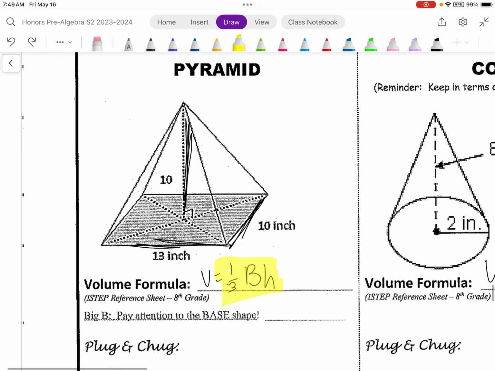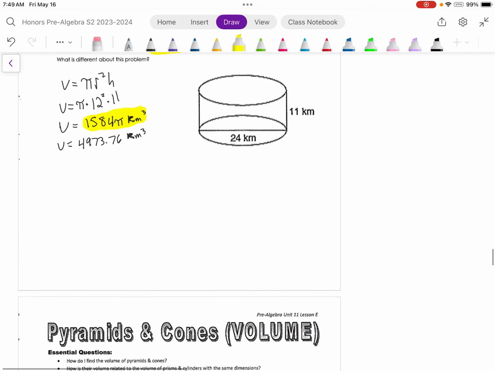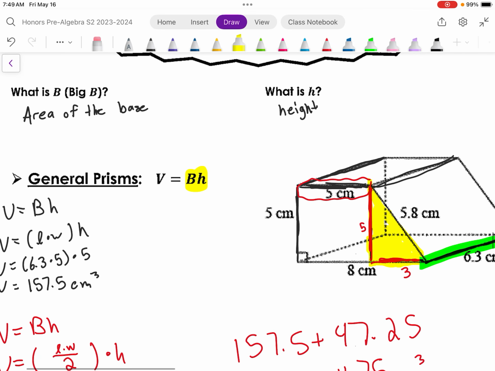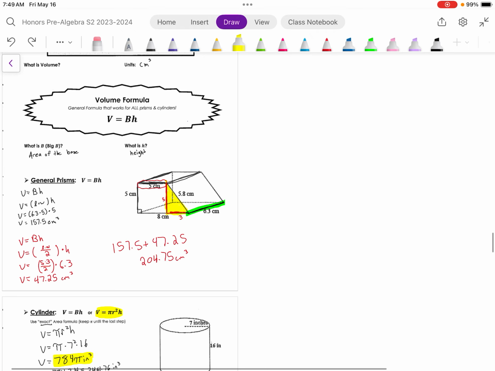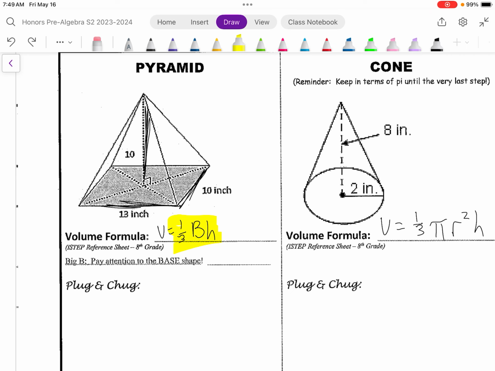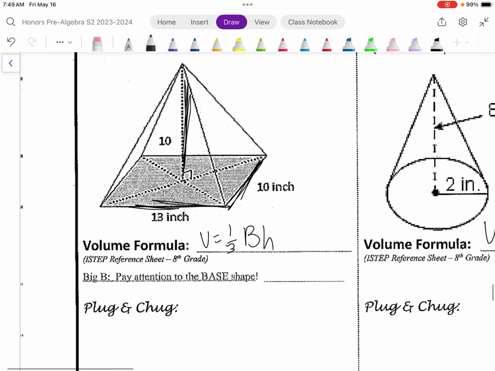Same thing with a pyramid. It is 1/3 base times height. And if you look at the formula for a general prism, it is base times height. So again, a pyramid is the same thing as a regular prism. It's just you need to take only 1/3 of it, because it is just, quite frankly, 1/3 the size. So let's go ahead and put it into practice on this one.